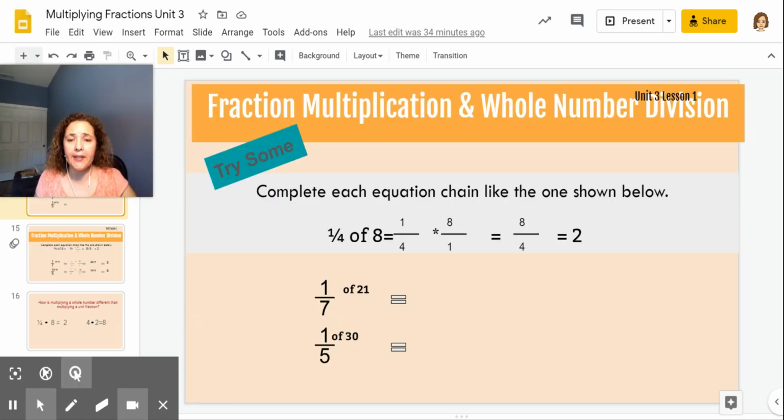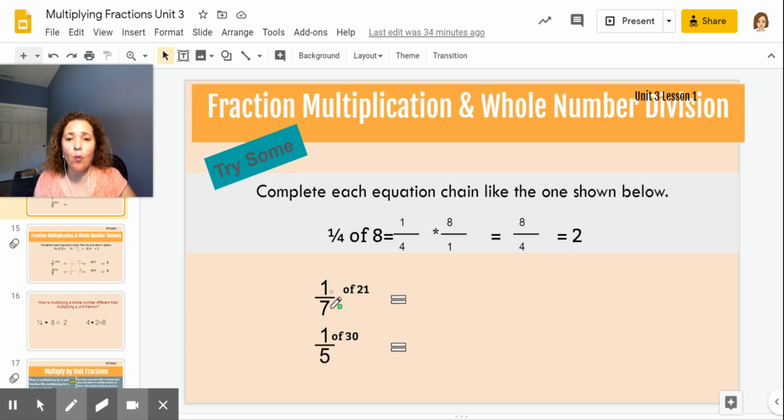All right, so you try some. Complete the equation chain like the one shown below. 1/4 of 8 is the same thing as 1/4 times 8 over 1, because remember, of means multiplication. So now I'm just going to simply multiply numerator times numerator. 1 times 8 is 8. Denominator times denominator. 4 times 1 is 4. 8 divided by 4 is 2, because my numerator is bigger than my denominator. It means I need to divide, right? So this means 8 divided by 4 is 2.